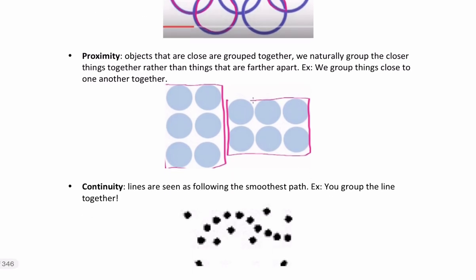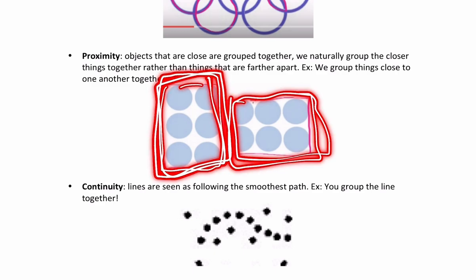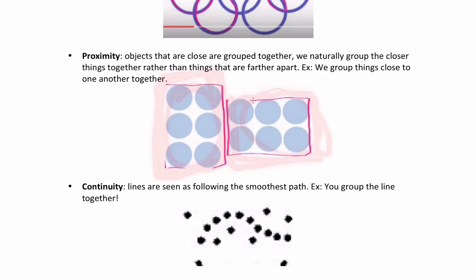Next is proximity. We tend to group objects that are close together. We naturally group the closer things together rather than the things that are farther apart. So we group these circles here on the left with these circles here on the right because they're closer together. That's because of proximity. They're close together, so they're grouped together.